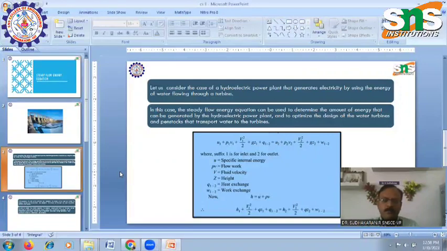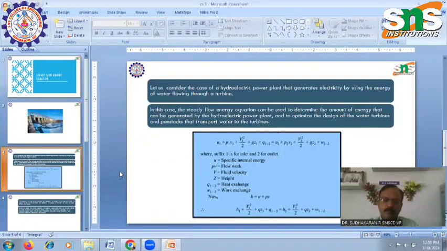In this equation, you can see that U1 + P1V1 + V1²/2 + g·Z1 + Q1→2 = U2 + P2V2 + V2²/2 + g·Z2 + W1→2. Here U represents the internal energy, PV represents the flow work, V represents the velocity of water, and Z represents the height of water in the hydroelectric power plant. Then Q1→2 is the amount of heat that is given as input and W is the amount of work that is given as output.